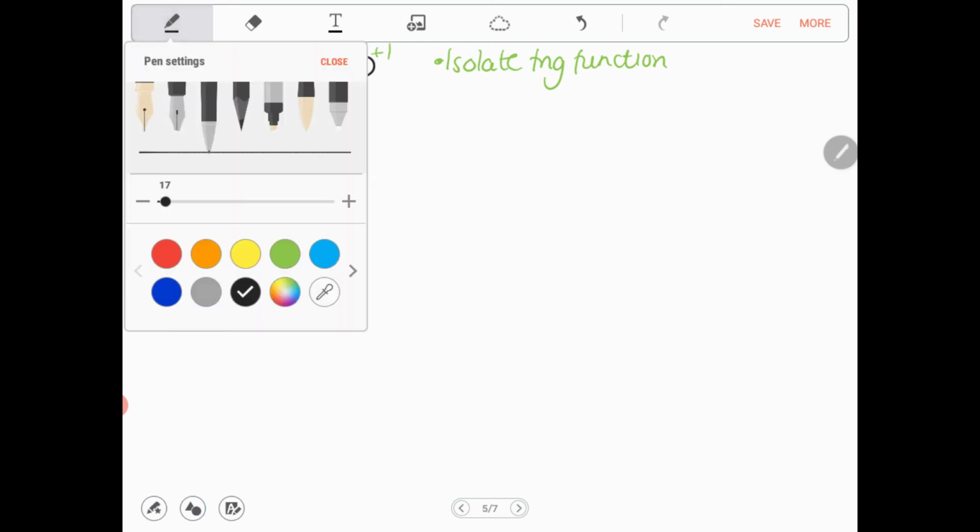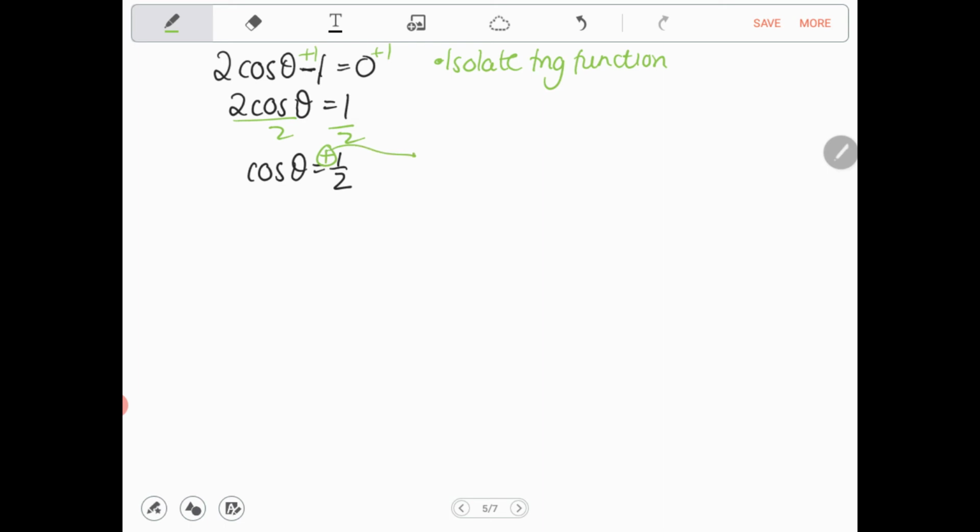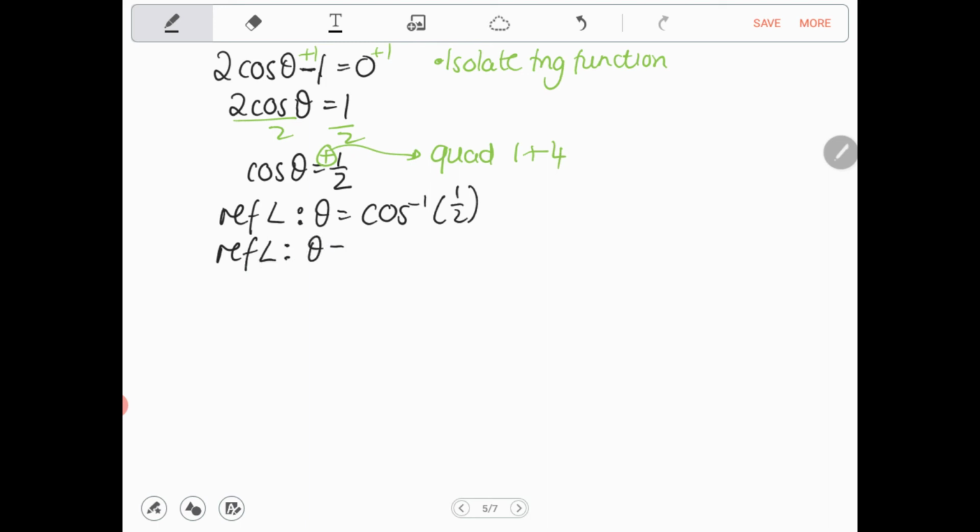Then we ask, where is cos positive? In quadrants 1 and 4. And we find our reference angle. It's going to be arc cos a half, so my reference angle is going to be 60 degrees. Where am I working? Quadrant 1 and quadrant 4.